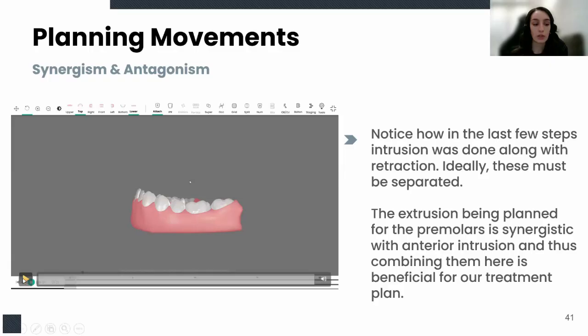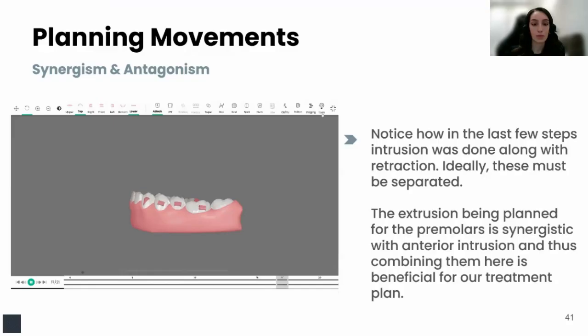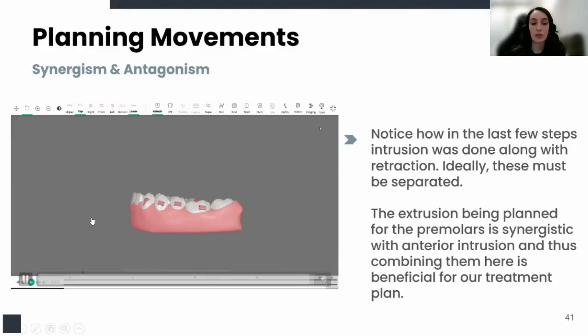So I'm just going to play this video for you guys. So notice how in the last few steps, we were basically planning intrusion with retraction. So this is definitely not something that is recommended. Ideally, we could have the retraction planned first and then the intrusion, or we could do the opposite. We could have the intrusion planned first and then the retraction, but it's preferable not to have them combined together.